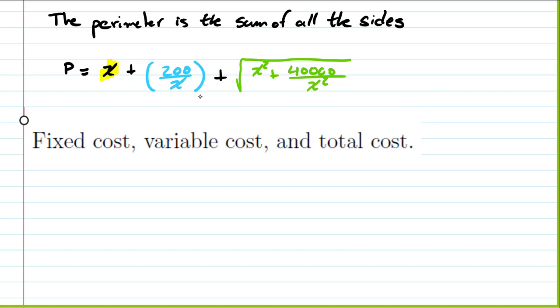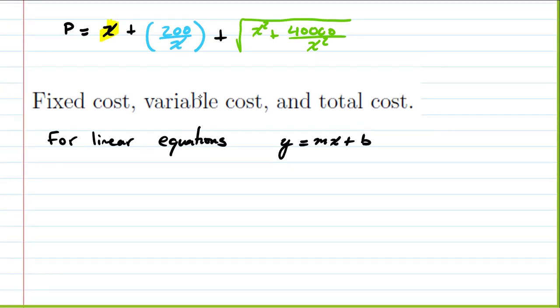So when we're comparing this to a linear equation, for linear equations we have y equals mx plus b. That's our standard equation of a line. In this model, y is the total cost.